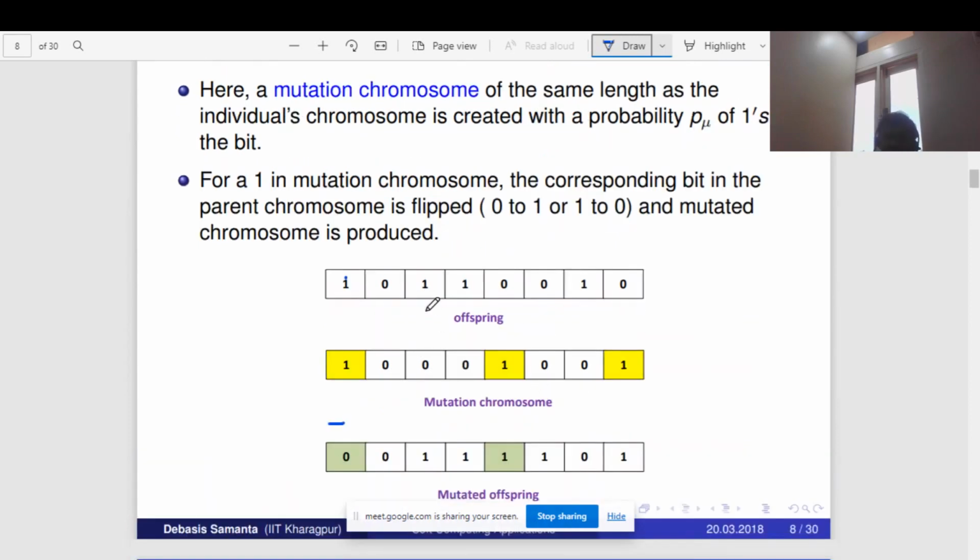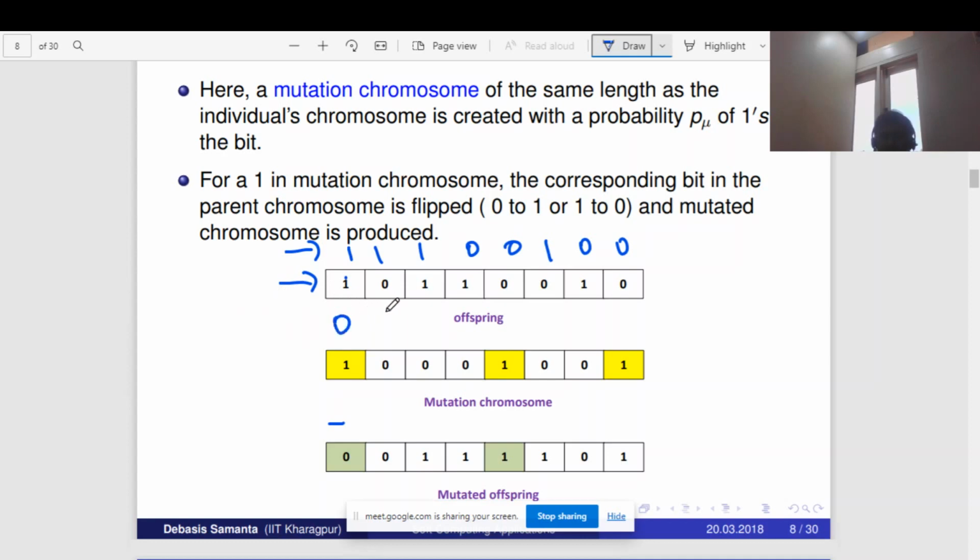So say this is the offspring, say the mutation chromosome is this, I am changing the mutation chromosome. Now could you tell me what will be the resultant mutated offspring? Is the question clear? Say this is the actual offspring, say this is the mutated chromosome, so what will be the resultant mutated offspring?